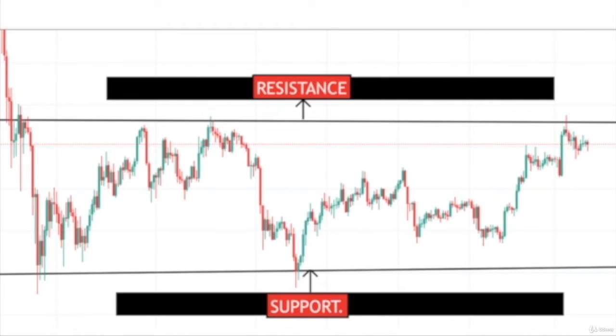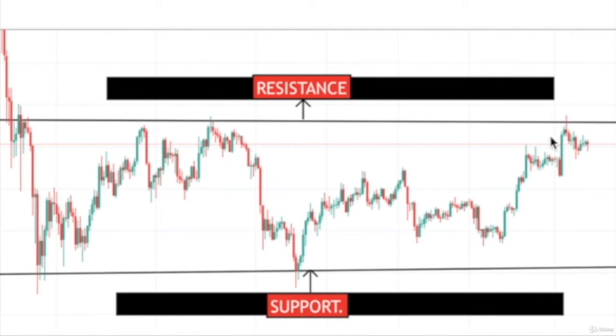Remember, the most important part of this is that when the resistance is broken, it turns into support. And when the support is broken, it turns into resistance. For example, if this is the resistance, it got multiple taps over here. In case the price breaks this zone and the candle closes above this zone, now this resistance won't be resistance. This will now be support.